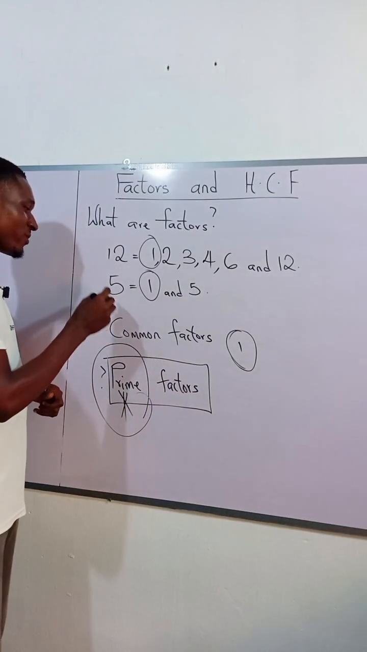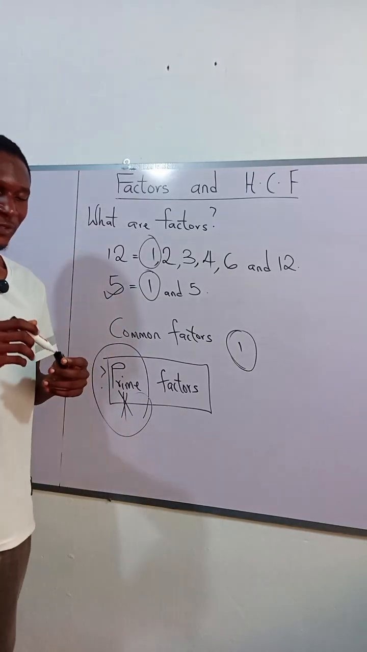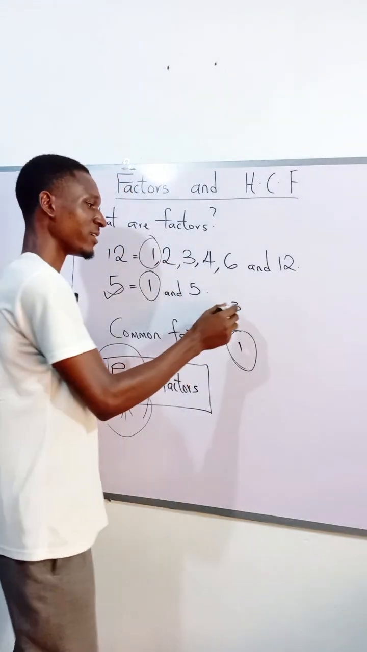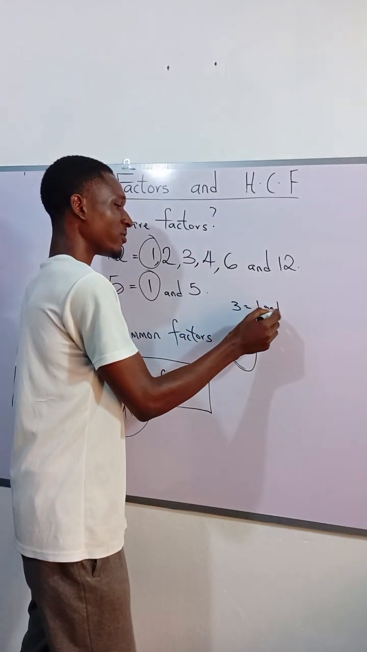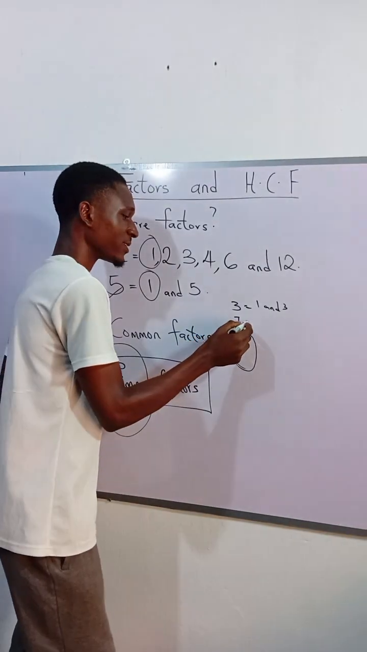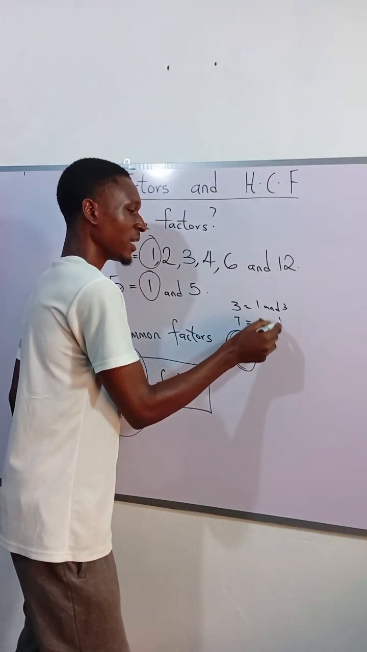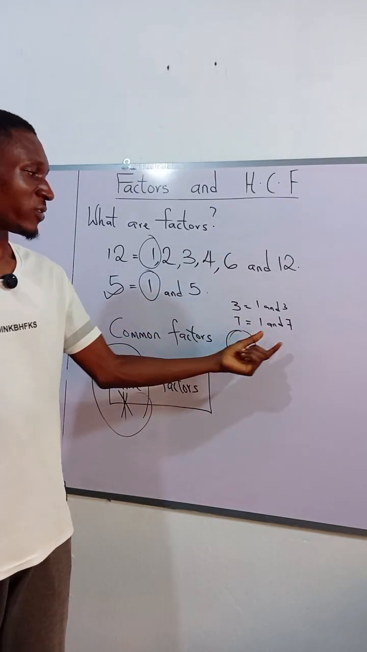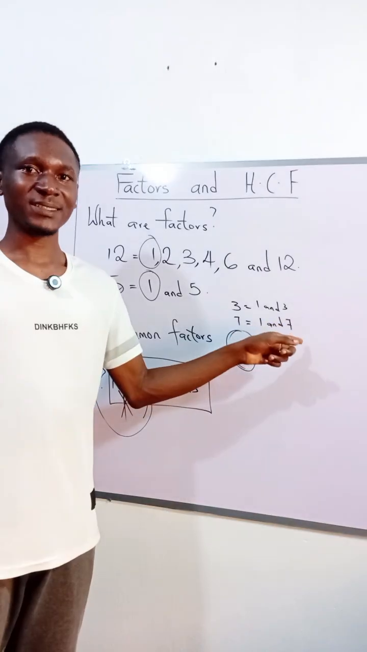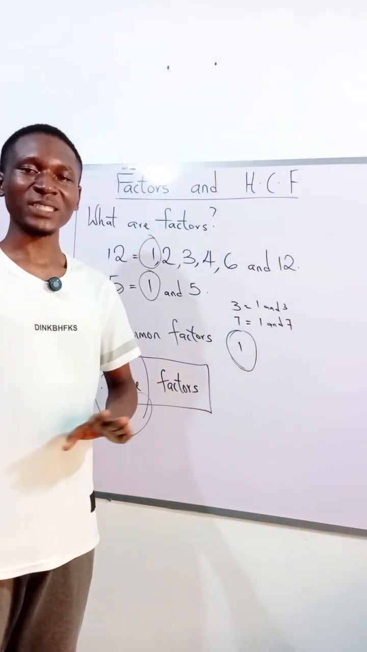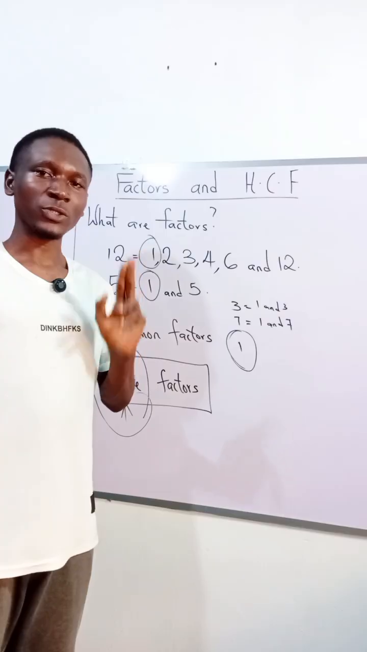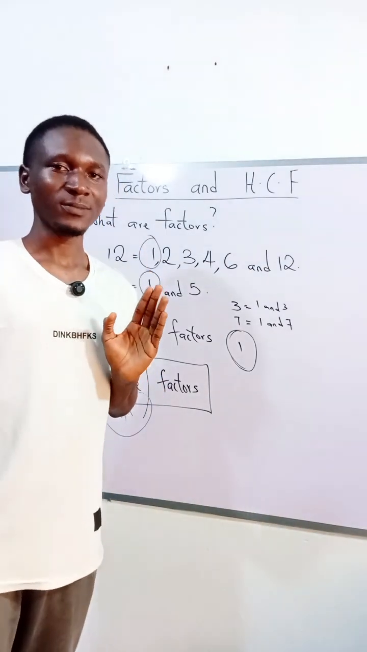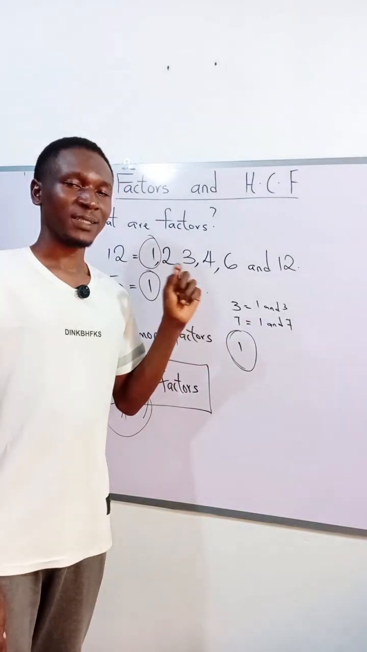A good example is this 5 that we just wrote here. It has only 2 factors. Another example is 3. 3 has only 2 factors. 3 can be divided by 1 and by itself, 3. Another example is 7. 7 can be divided by 1 and 7. So you can see prime numbers have only 2 factors, 1 and itself. They can be divided by 2 and only 2 numbers, which are 1 and itself.